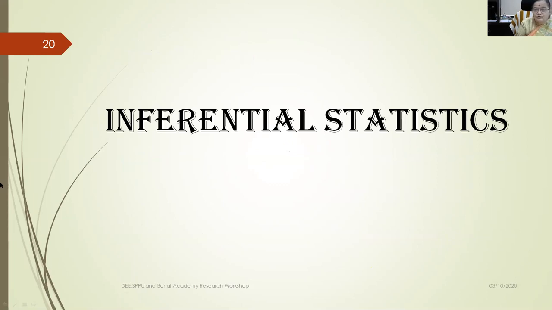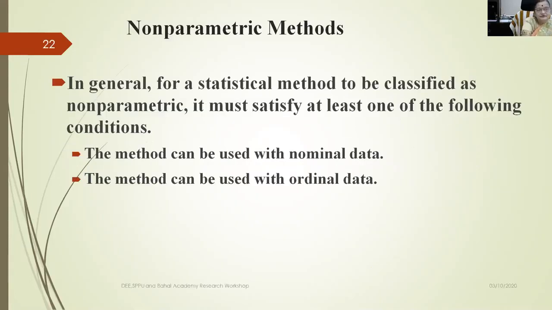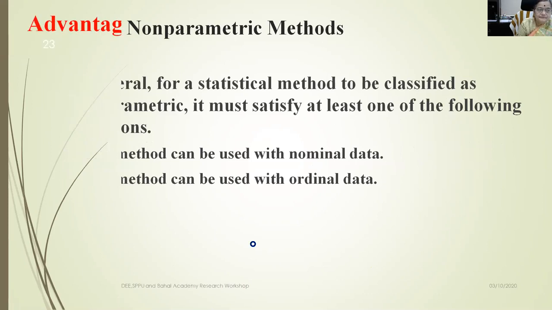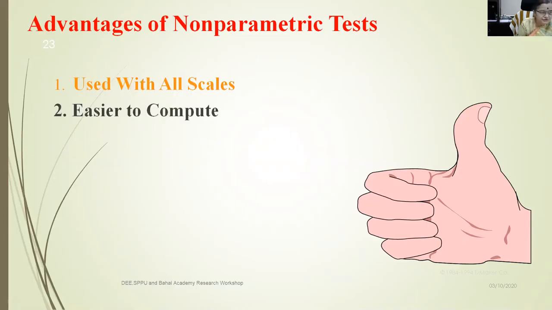Friends, now we will move towards inferential statistics. Non-parametric tests or distribution-free tests are used when we are dealing with nominal and ordinal scale data. So when the method can be used with nominal data and also with ordinal data, non-parametric tests are used. There are a number of non-parametric tests, and they are very useful because they are used with all scales, meaning nominal, ordinal, interval, and ratio scale data.